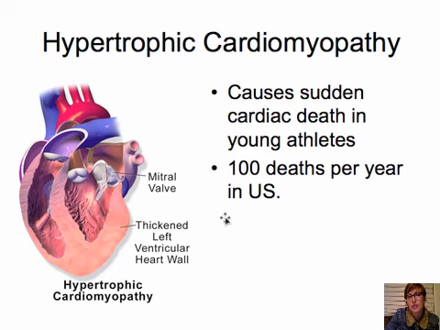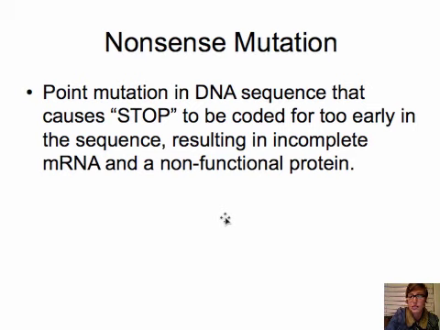Let's talk about another type of mutation. This is a nonsense mutation. It doesn't make sense. It's nonsense. That is a point mutation in the DNA sequence that causes a stop to be coded for too early. This results in an incomplete mRNA strand, and most likely, probably 100% likely, a non-functional protein. So let's take a look at this example. You can pause the video if you need to copy down this definition.